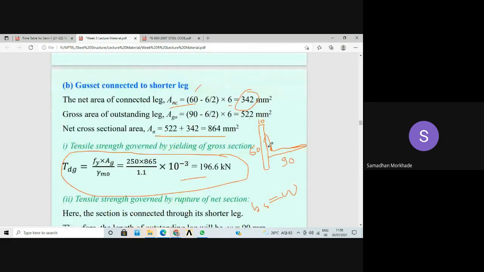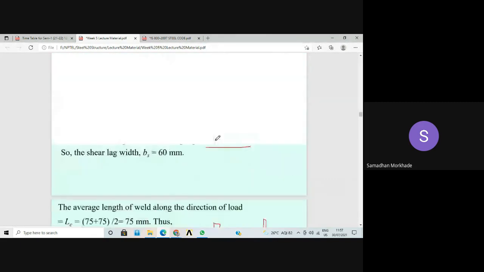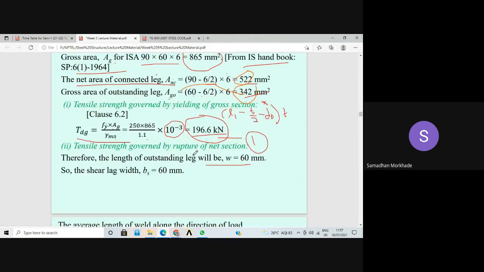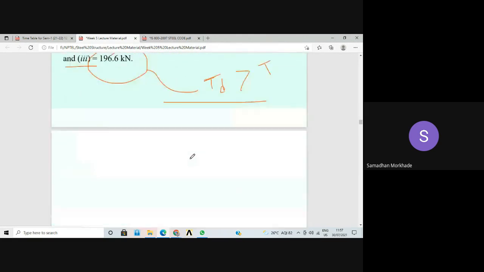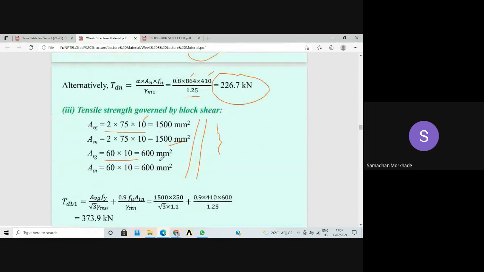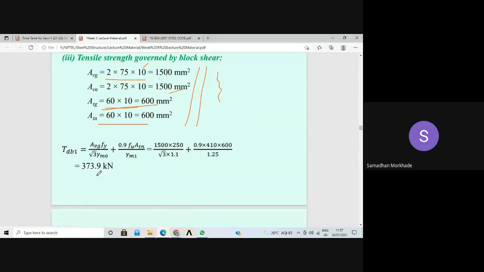Okay, this is now 60. See here, in this figure your tension line is this much. This is the tension line. In the earlier case it was 90, now in this case it is 60. So 60 into 10, 600, that is AGT, and whatever AGT is, ATN will be the same. Now just calculate TDB1.